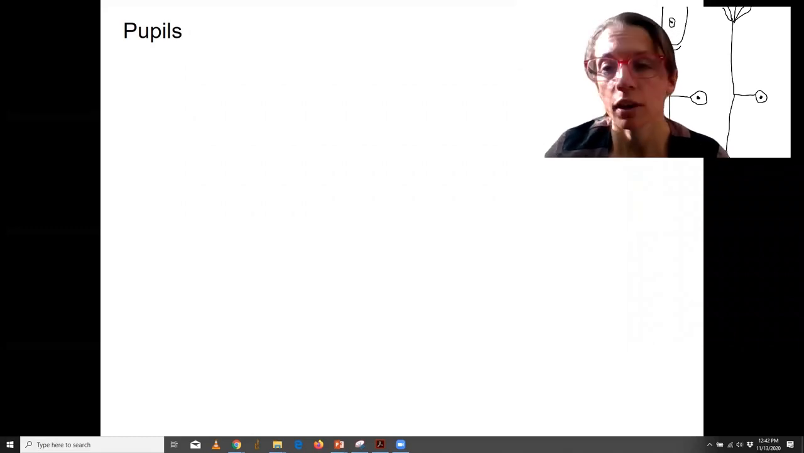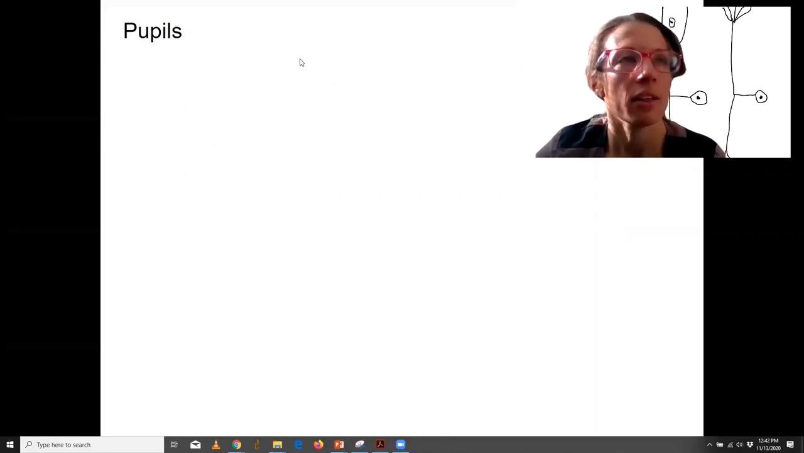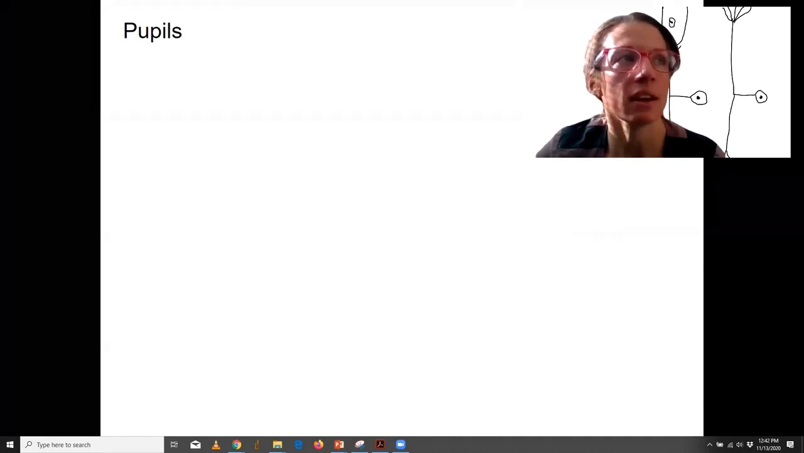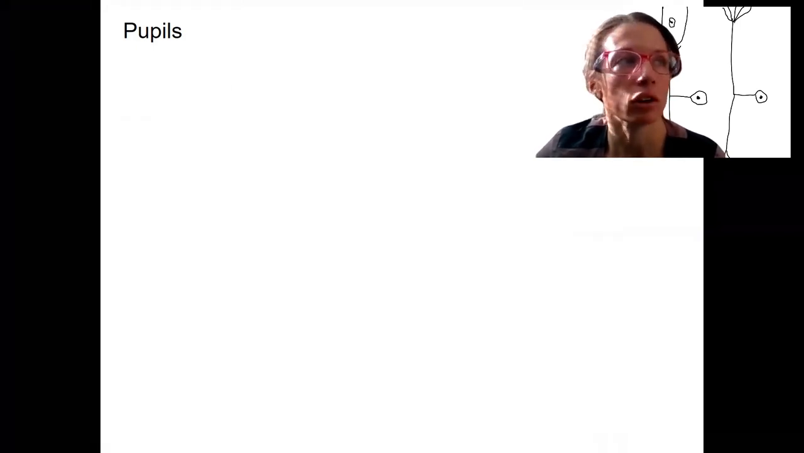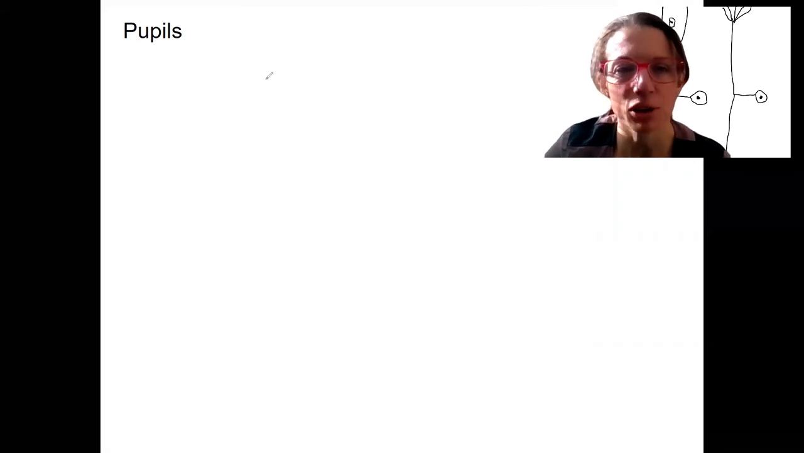What are your pupils again? Those are the holes, the black holes that are in your eye that allow light in. And one thing that's cool about the pupils is that they can be made larger or smaller depending on how much light you need to pass through them.